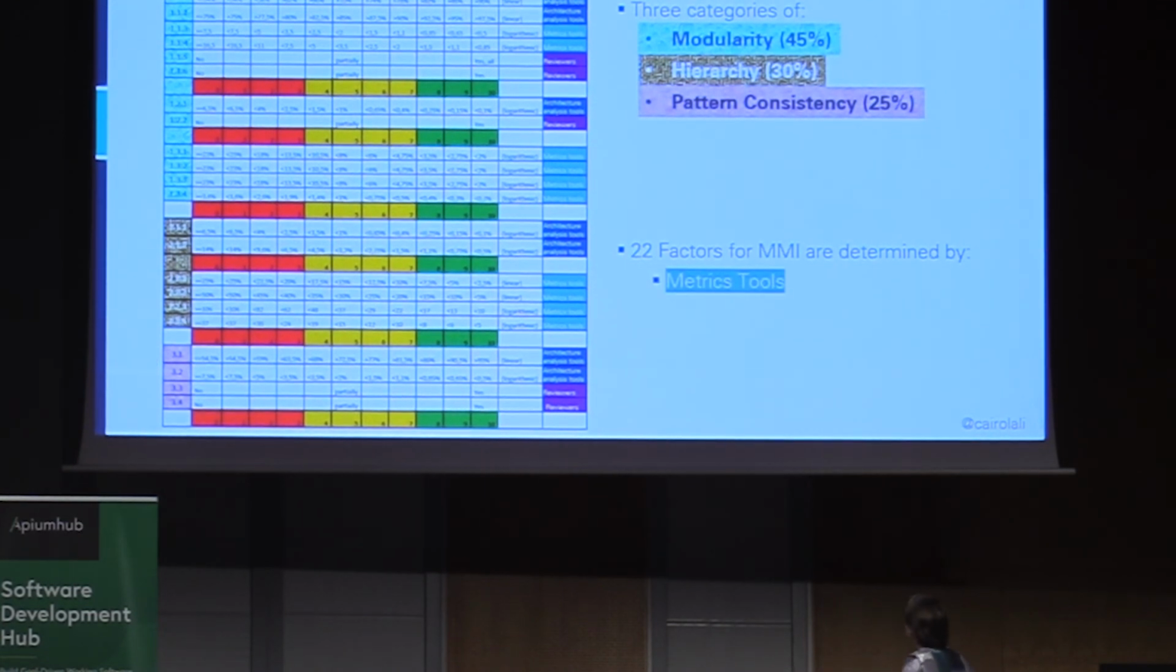Well, we use metric tools, the blue ones here. We do architecture analysis, and in doing that, we accumulate other metrics. And we are reviewers because we have seen other systems. So all this is accumulated to calculate the Modularity Maturity Index.